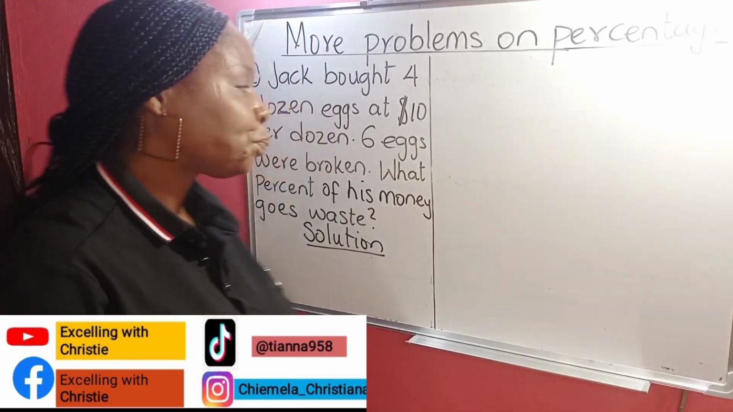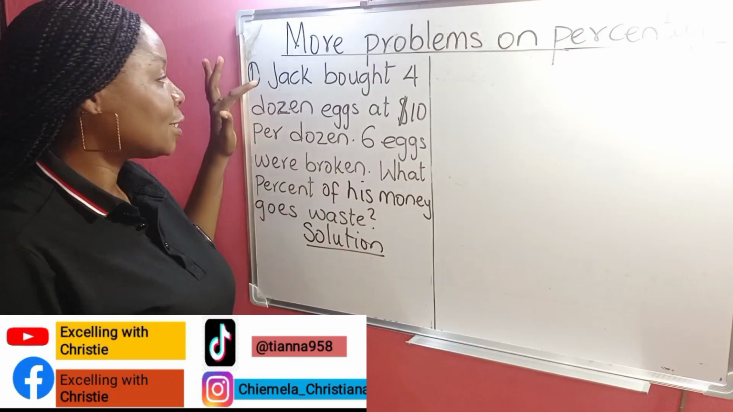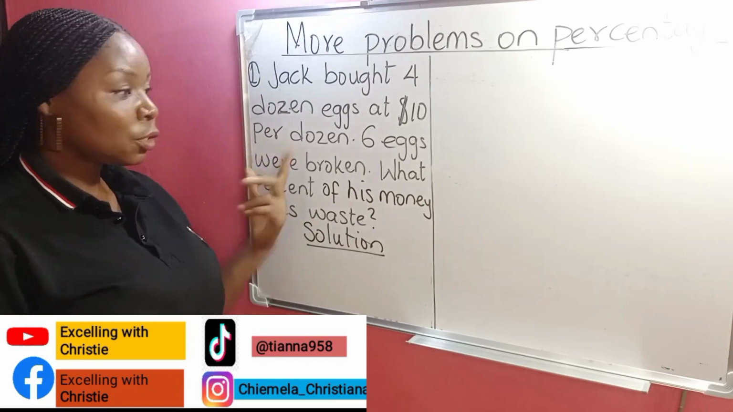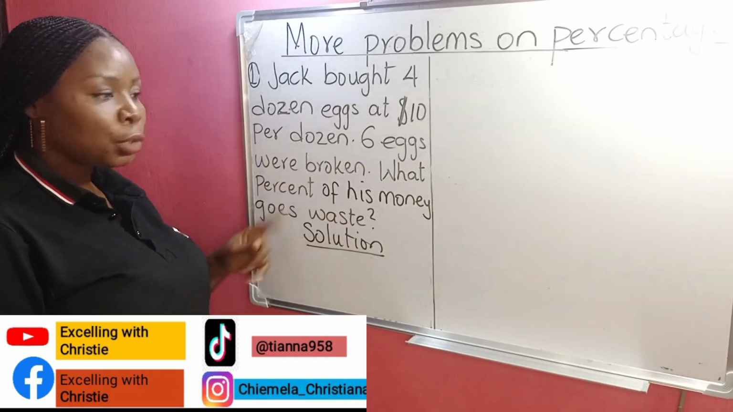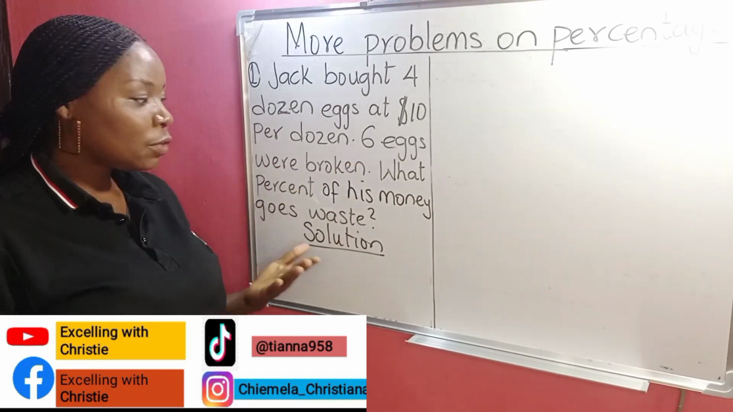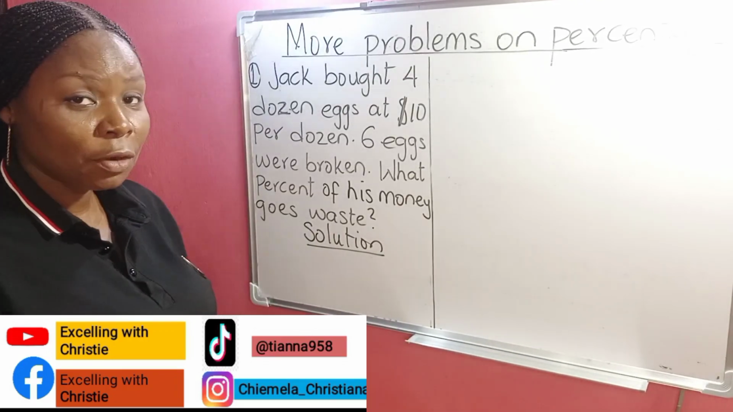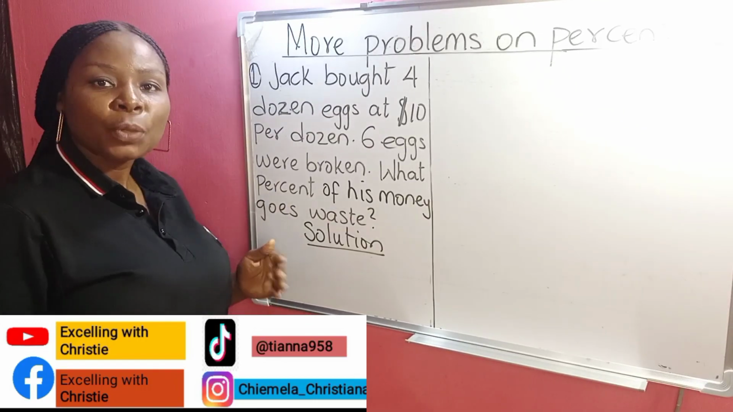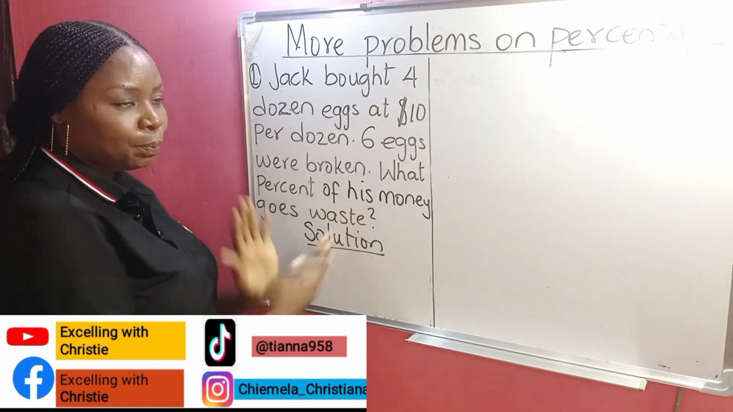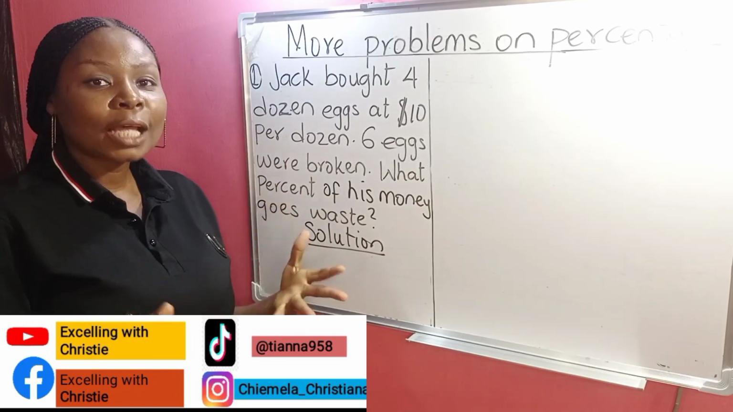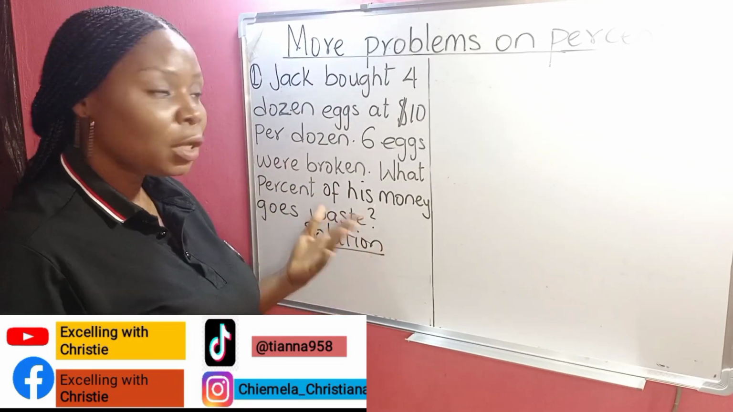Let's solve this one. This one says Jackpot bought 4 dozen eggs at $10 per dozen. 6 eggs were broken. What percent of his money goes to waste? All right, let's solve this. It's actually very simple. First of all, let's bring out the facts in this question. There is information here. Let's draft the information, then we decide on which one to use to solve the question.